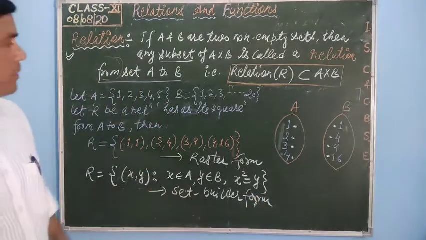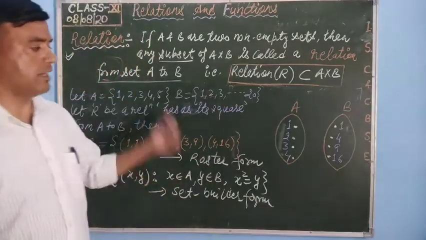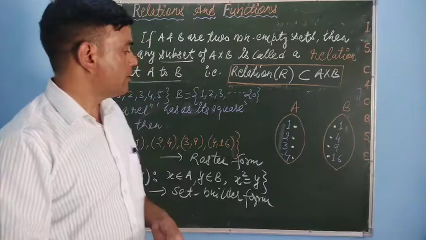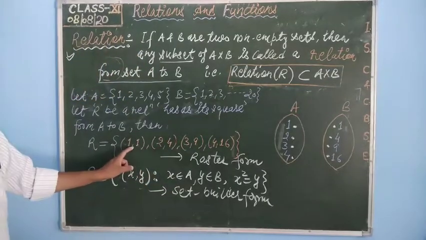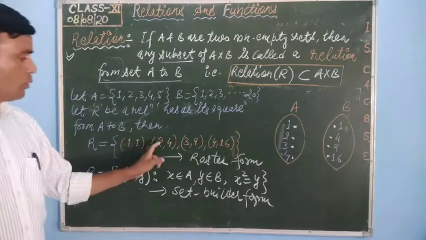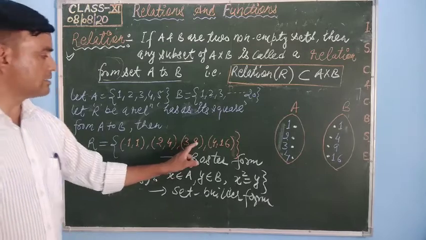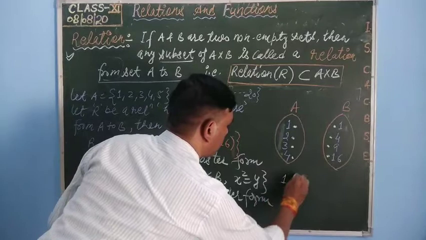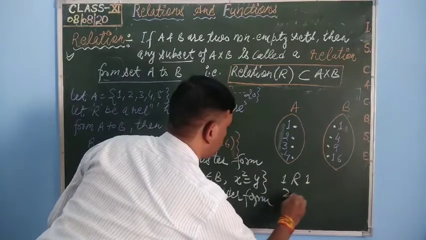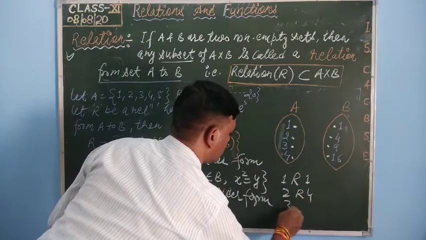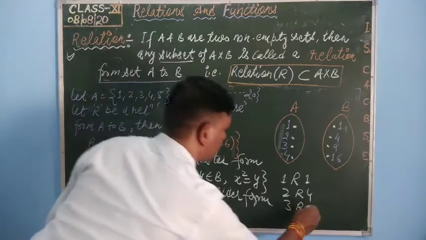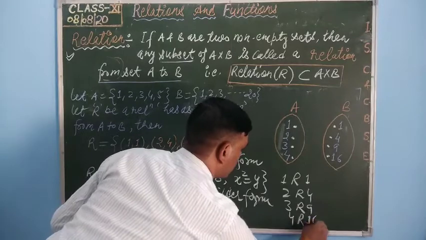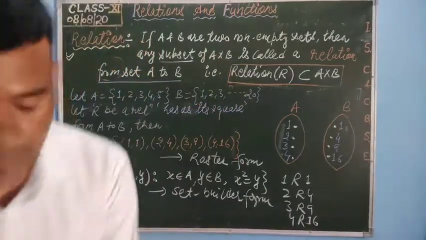Now the third way of representing any relation from set A to B is the ray diagram or arrow diagram. See students, this can be written as 1 is related to 1, 2 is related to 4, 3 is related to 9 and 4 is related to 16. This may be represented by an arrow diagram.